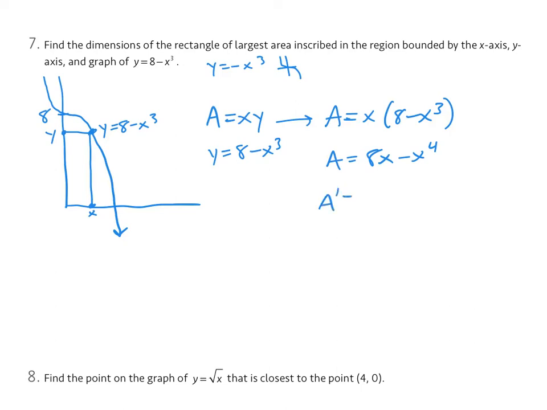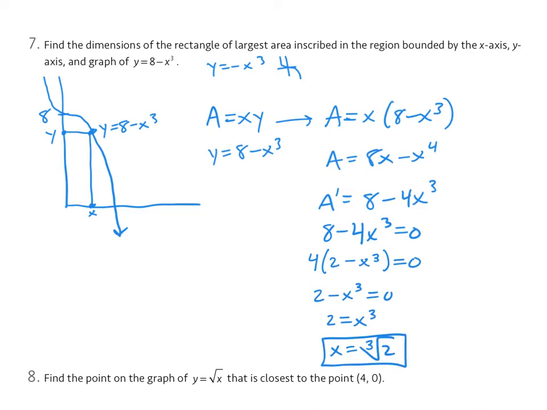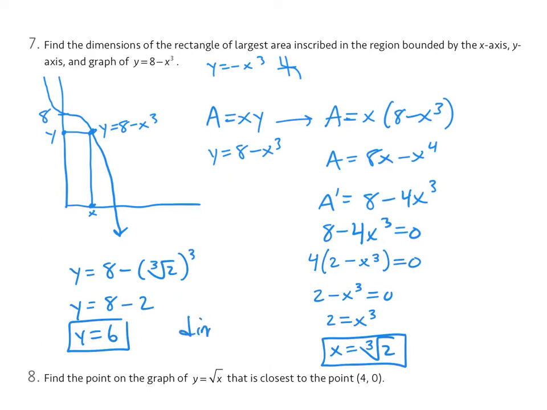So we start by finding the derivative, 8 minus 4x cubed. And now let's set that equal to 0. 8 minus 4x cubed equals 0, and now you can follow my work. So here we see the x value will be the cube root of 2, and we can find the y value by plugging in that x value into 8 minus x cubed. Well, the cube root of 2 cubed is 2, so y equals 8 minus 2, or 6. So those are my two dimensions.